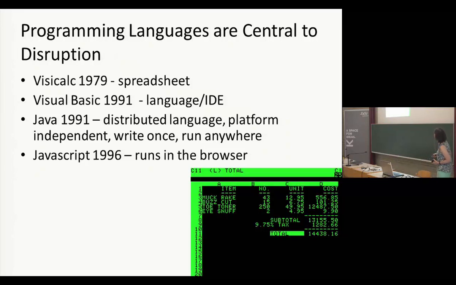Okay. There was another disruptive one, which was Visual Basic. It was the first common one that had, I mean, there were other ones before, but that had a language and a development environment together.